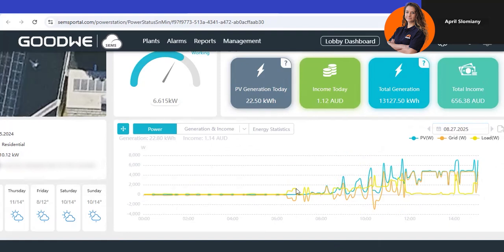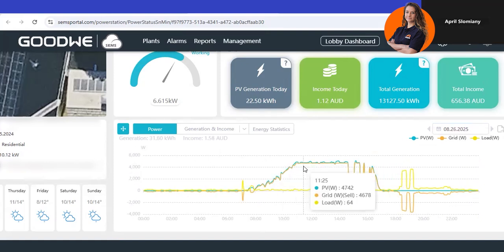But you can see in blue here where the solar system kicked off generation for the morning, a little bit of household usage in yellow from the loads, and quite a bit of export going on as the afternoon wears on. We navigate back to a previous day on this site.